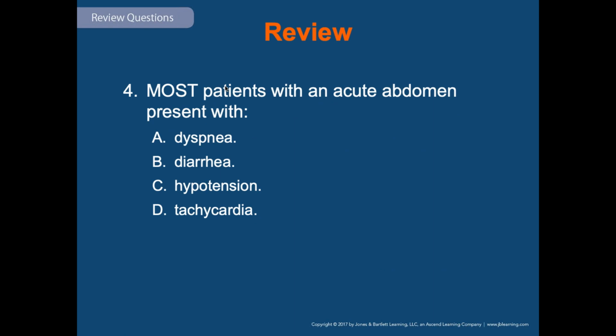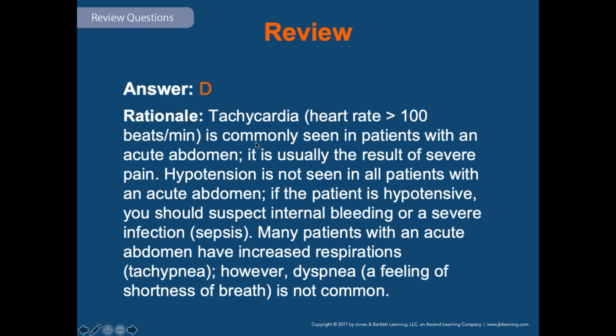Number 4, most patients with an acute abdomen present with... I'm seeing some D's online, some B's. The answer would be D, tachycardia. It's commonly seen in patients with acute abdomen and is usually a result of severe pain. Hypotension is not seen in all patients with abdominal pain. So anytime a patient has a pain response, a lot of times you'll see that tachycardia.